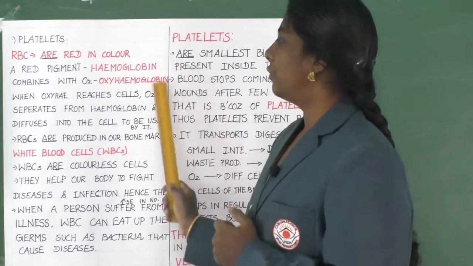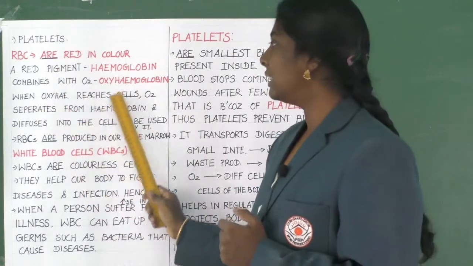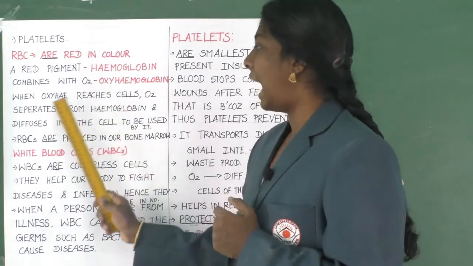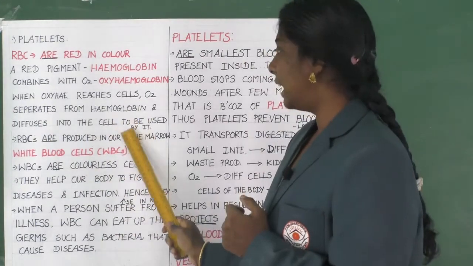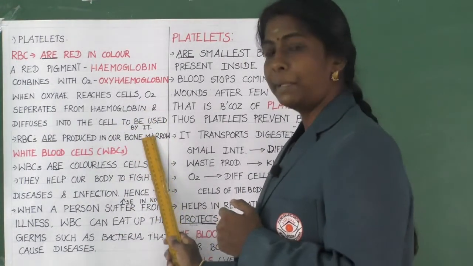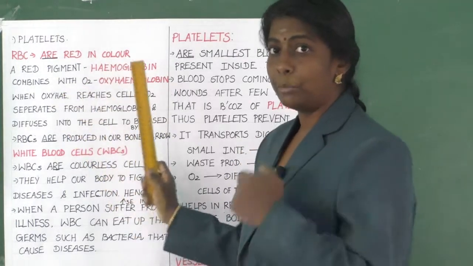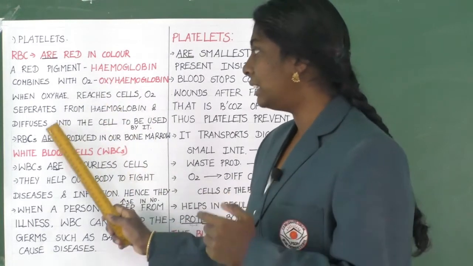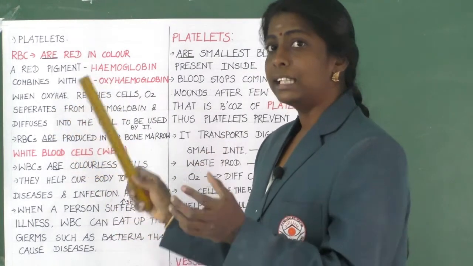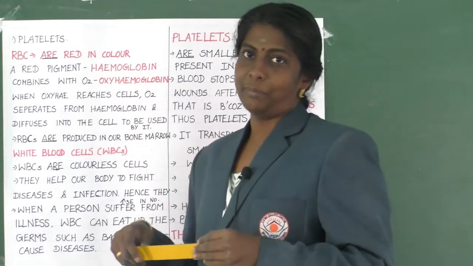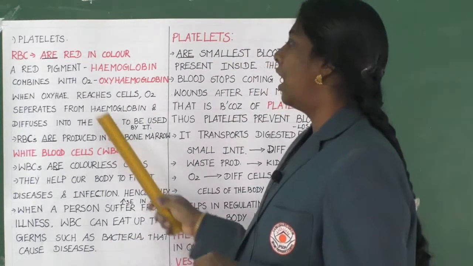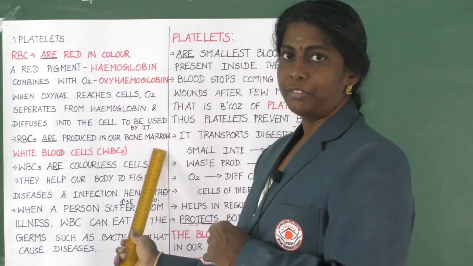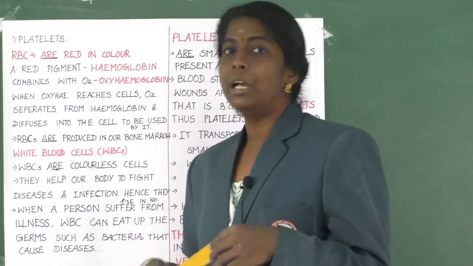So, when oxyhemoglobin reaches cells, oxygen separates from hemoglobin and diffuses into the cell to be used by it. What happens? Oxygen combined with hemoglobin is oxyhemoglobin, and when this oxyhemoglobin reaches a cell, oxygen is separated and utilized by the cell. Clear, children? Then RBCs are produced in our bone marrow. Where? In our bone marrow.